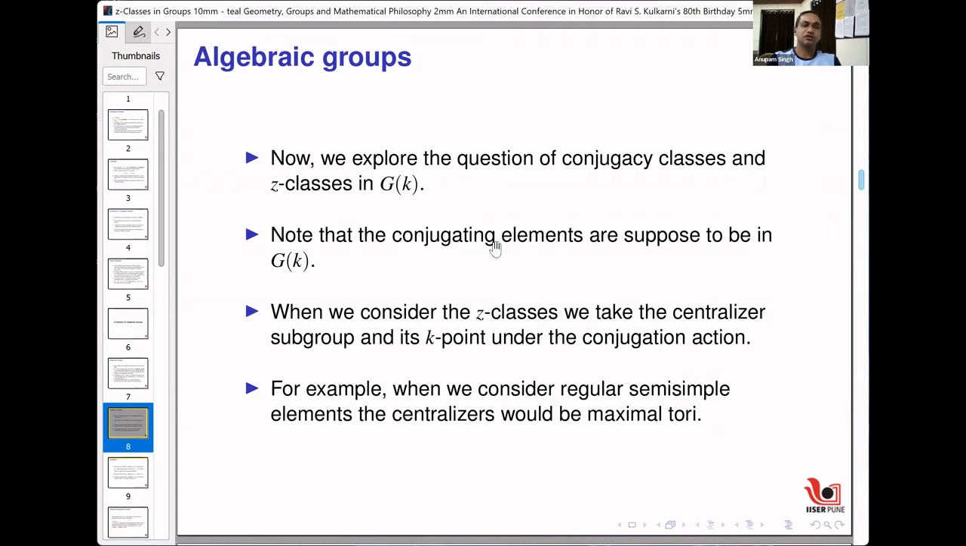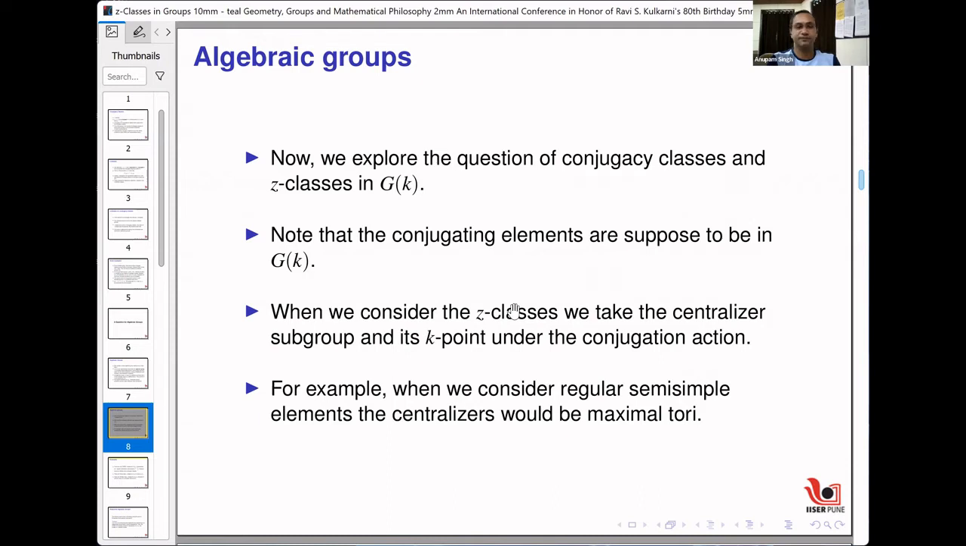Note that the conjugating elements are supposed to be over the base field, in the set G(k), you can say. When we consider the G classes, we take the centralizer subgroup and its k points under the conjugation action. Just to clarify, when I say G classes, we'll be looking at conjugacy over G(k), for the small k points.